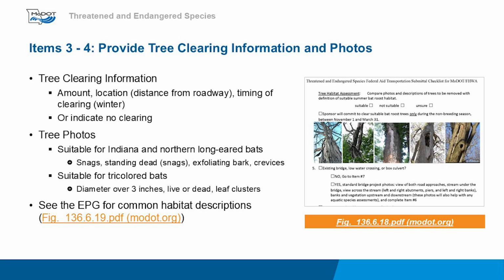Examples of Indiana bat and northern long-eared bat summer roost habitat are shown in the image on the right of the screen. The federally proposed tricolored bat is a habitat generalist and may use live or dead trees with diameters over 3 inches, as well as leaf clusters in live or dead trees. Photographs of tree removal areas should clearly show the tree bark, damaged areas, or other suitable characteristics. Upload your tree photos to the Request for Environmental Review site and indicate whether trees in the project area could be used by protected bats as summer roost habitat.